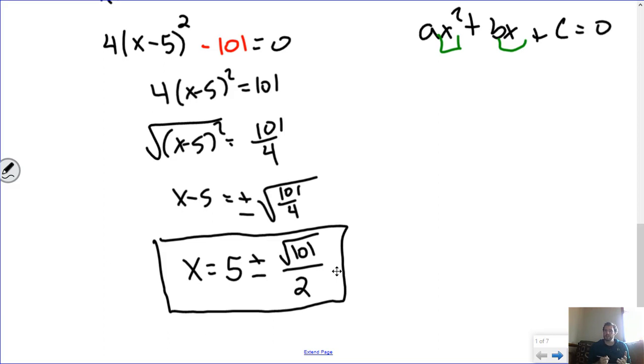If you're looking to use decimals, what you can do is plug this into your calculator and round off to so many decimal places, but this is the most accurate answer I can have, where the 5 is my middle, and then my root 101 over 2 is going to be on either side of that, right? We're going to add root 101 over 2, and then we're going to subtract root 101 over 2 to get my two answers for x.